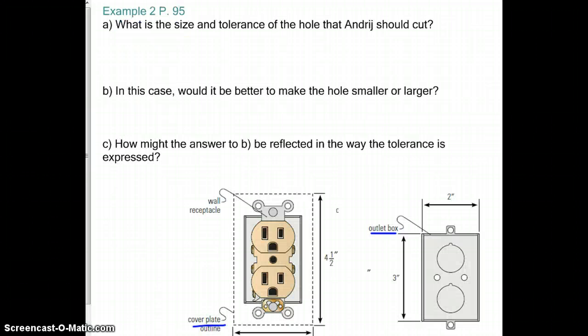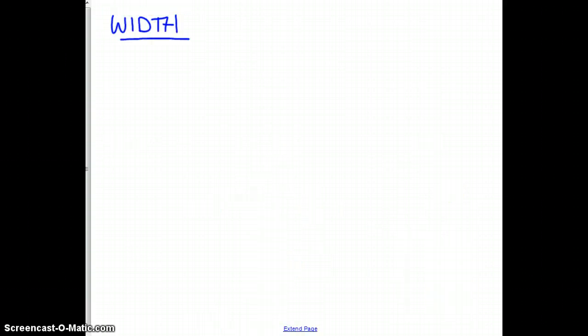So we need to do width and length separately. So let's start with the width. To find the width, let's first figure out the tolerance. The tolerance is going to be the difference between our min value and our max value, which is 2 3/4 inches. So tolerance is the difference between those. So we'll go 2 3/4 minus 2, which gives us a value of 3/4. So 3/4 is our tolerance.